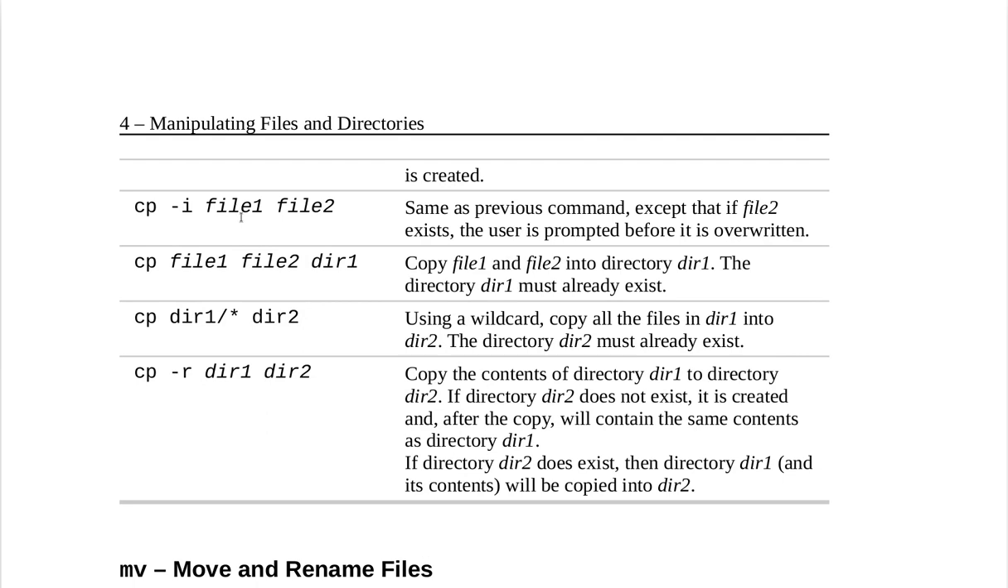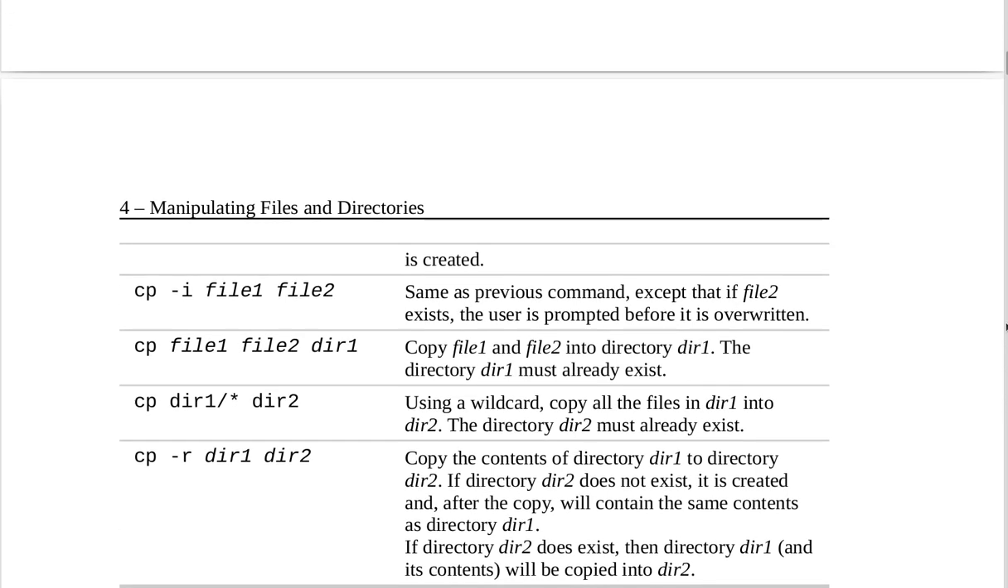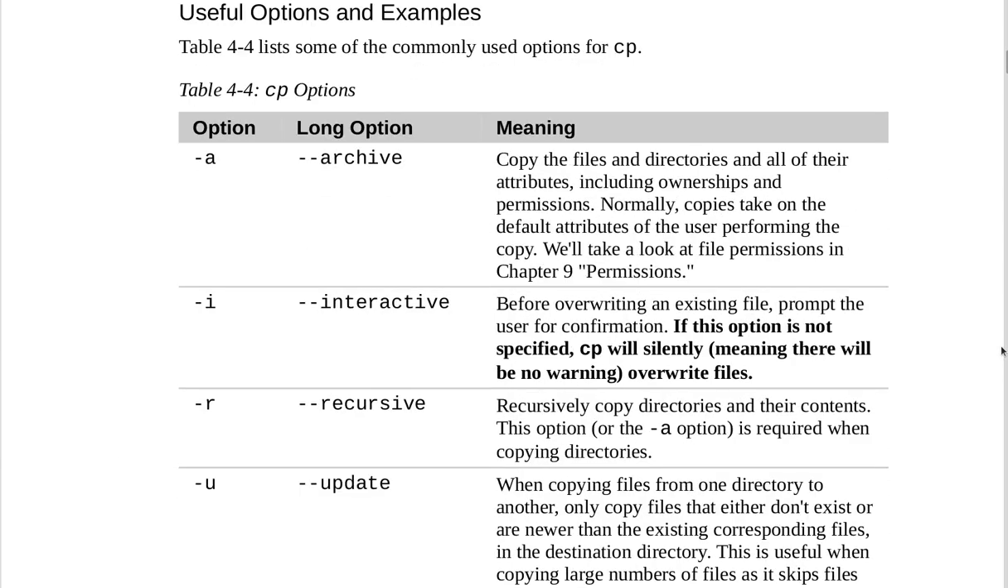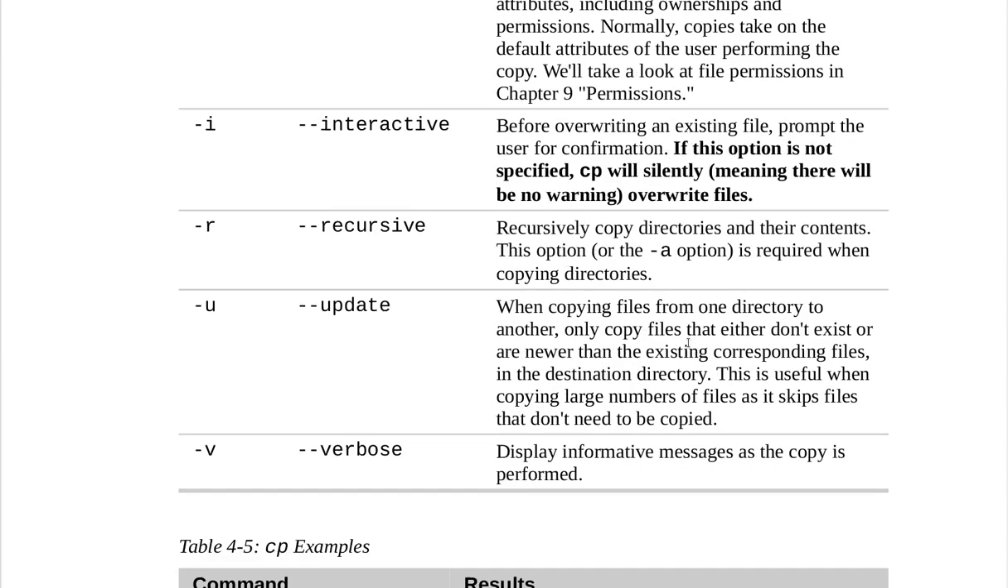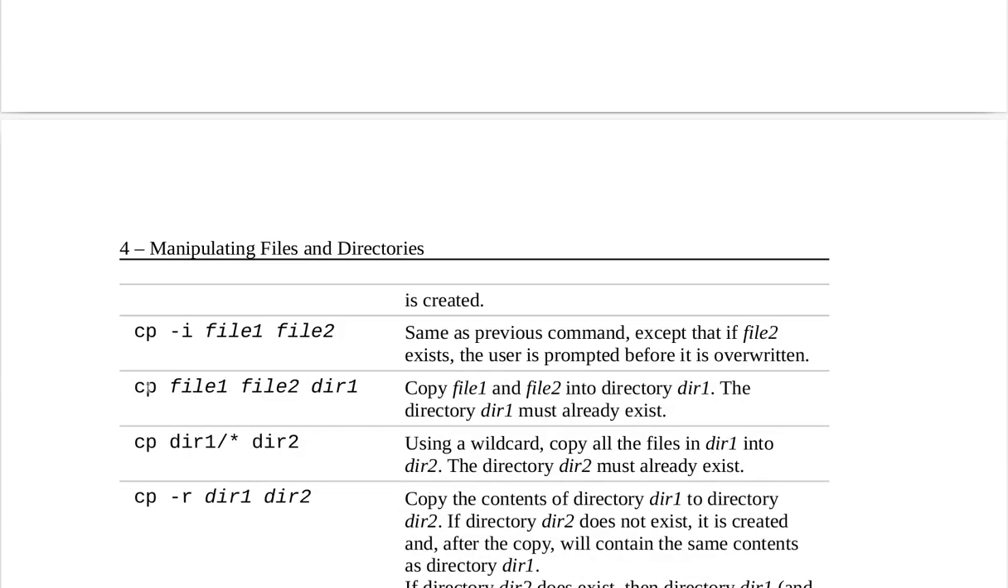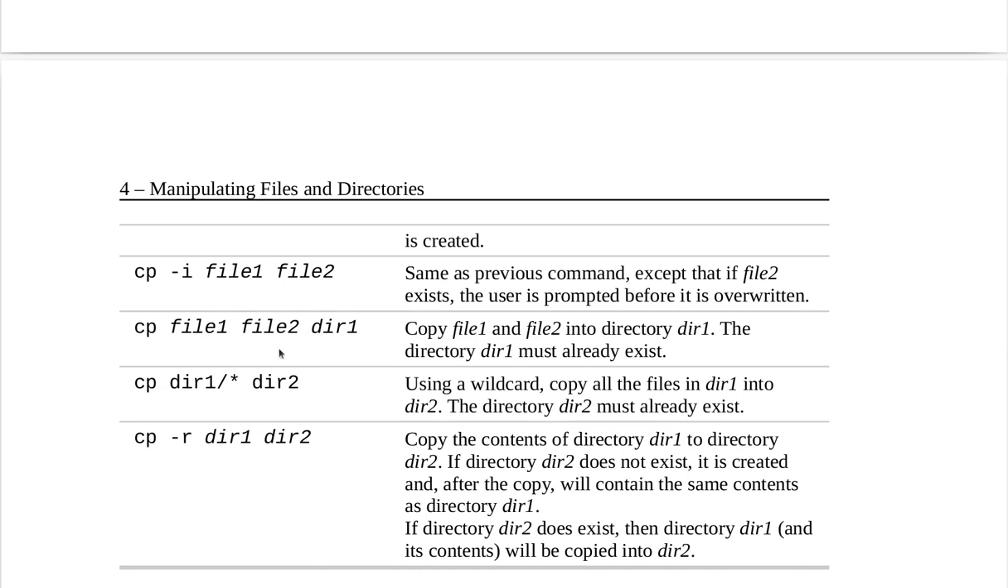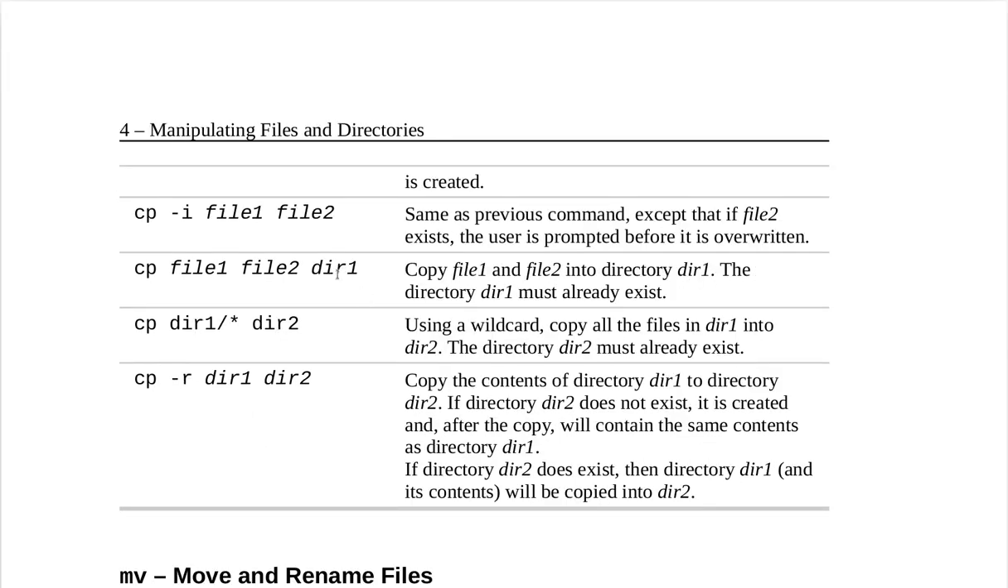cp -i file1 file2. Same as the previous command, except that if file2 exists, the user is prompted before it is overwritten. -i is interactive, right? cp file1 file2 dir1. Copy file1 and file2 into directory dir1. The directory dir1 must already exist.